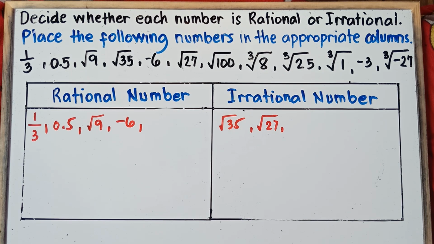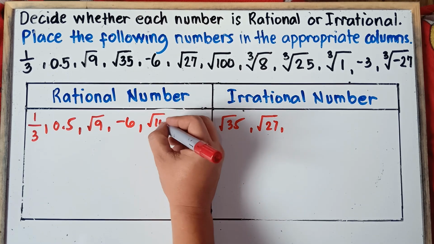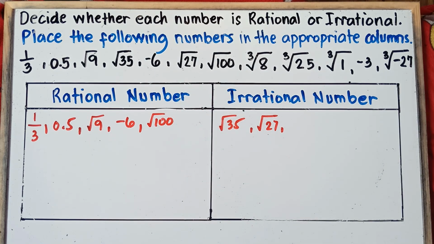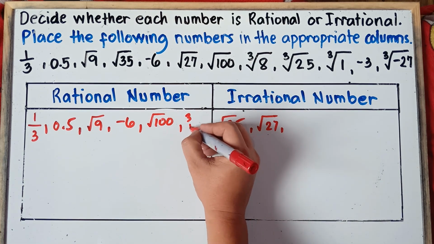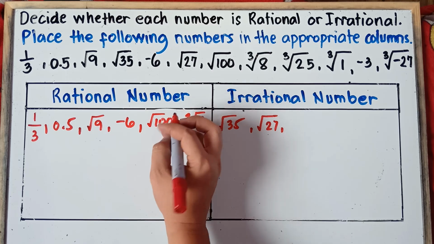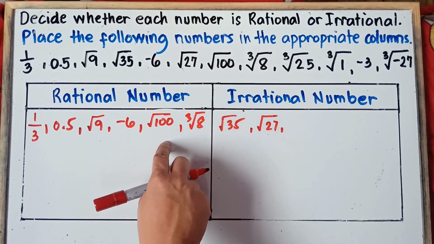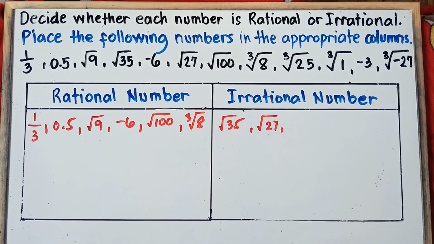So next, square root of 100. Is it a rational number or irrational number? That's correct. It should be a rational number because the square root of 100 is 10. So therefore, square root of 100 is a rational number. Cube root of 8. Is it a rational number or irrational number? That's correct. Cube root of 8 is a rational number, because the cube root of 8 is 2. For the square root of 100, that is 10 because 10 times 10 is 100. And the cube root of 8 is 2. We already explained that one a while ago.